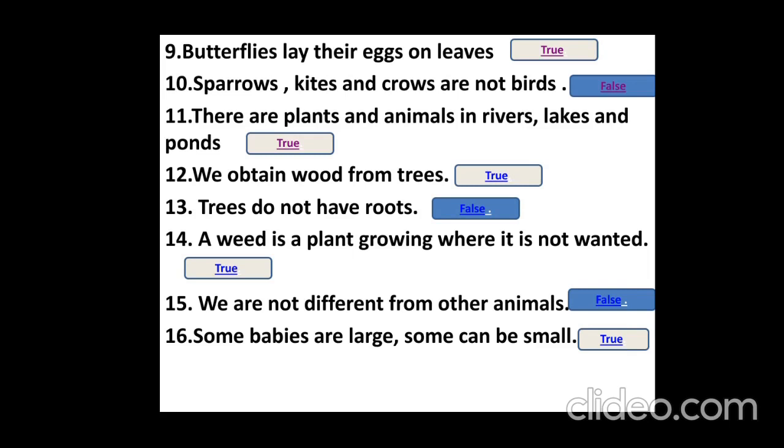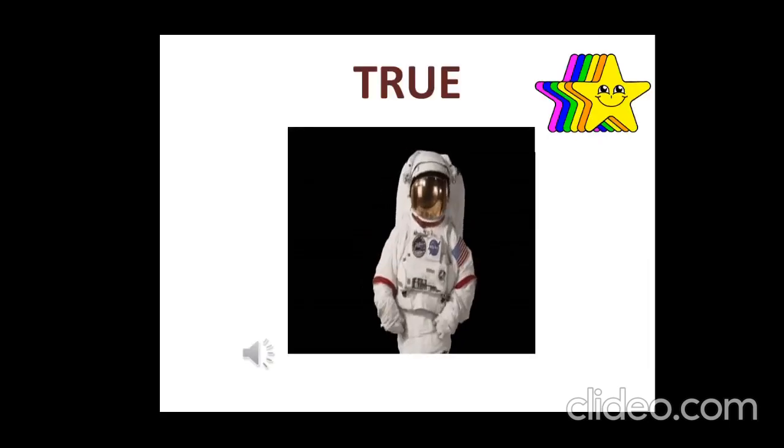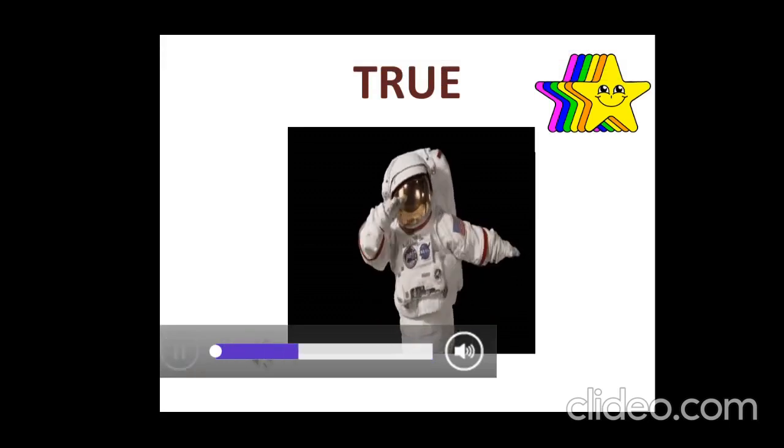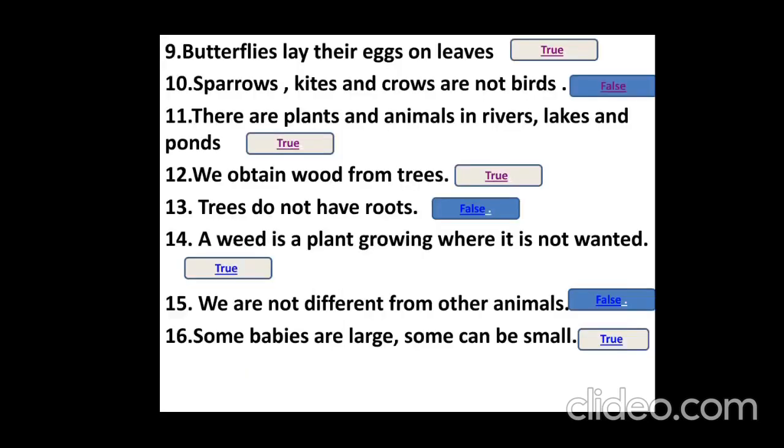Question number 12. We obtain wood from trees. So we obtain wood from trees. When we cut trees, the branches and the trunk is made up of wood. So we get this wood from trees. We can make furniture. Your pencils are made from wood, right? So we obtain wood from trees. Even the paper comes from trees.